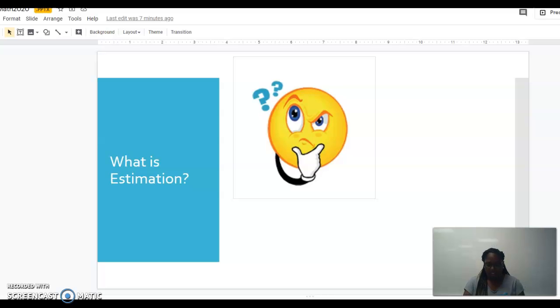For instance, I have a bag of number cubes, and if I ask you to make a prediction, make an estimated guess, how many number cubes do you think are in this bag? About how many? If you say 10, then you're probably not quite correct, because obviously there are more than 10 number cubes in this bag.